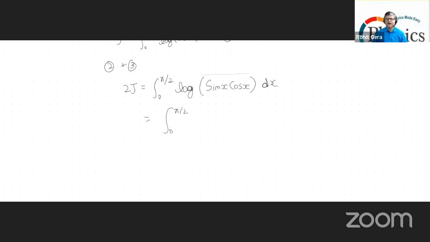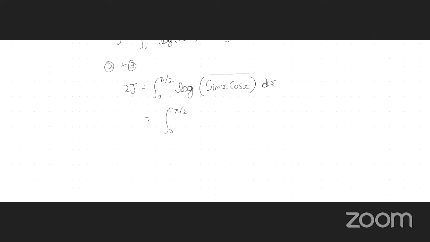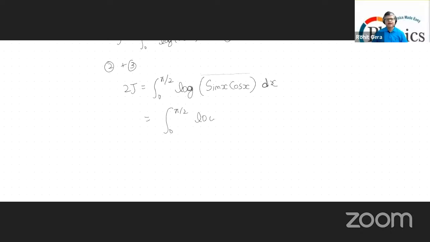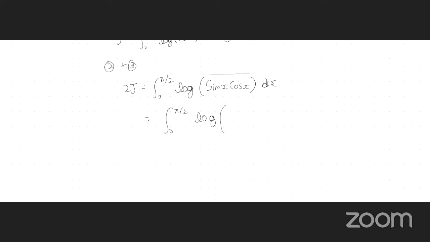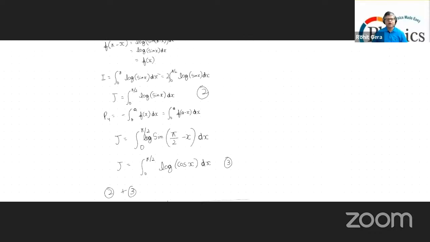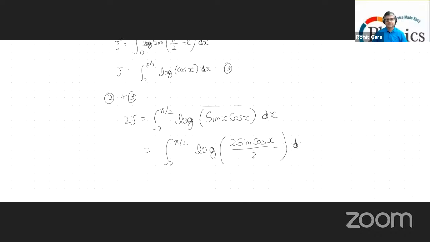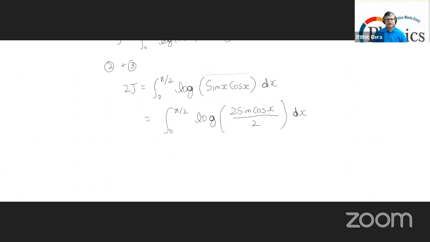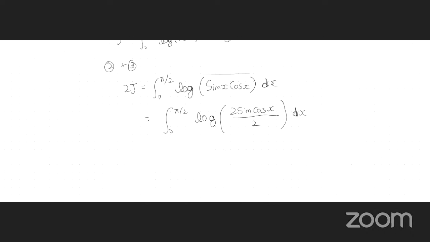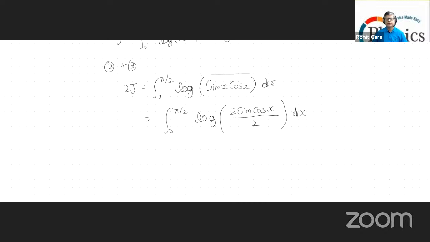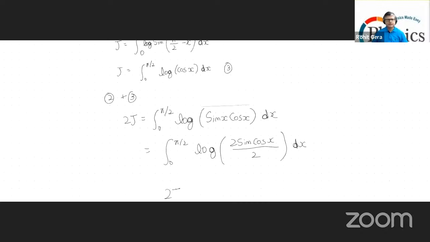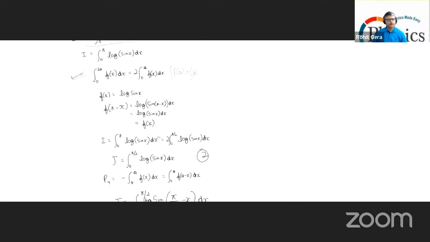So add and subtract log 2, to make it log 2 sine x cos x by two, minus log 2. You can see the enormity, how difficult the question is because of the properties and additional techniques you have to use to solve this. Probably one of the lengthiest questions. I was waiting for this because this is a complex question I wanted to do with you.